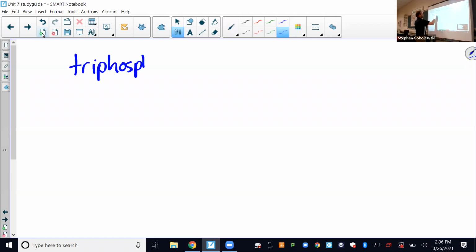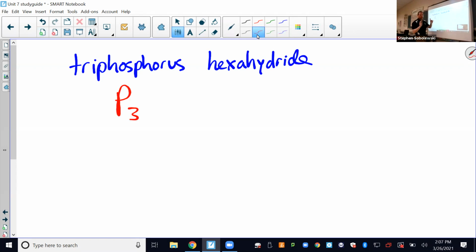All right, so let's say we have triphosphorus hexahydride. I recognize that I have Greek prefixes. I breathe a sigh of relief because I'm not going to have to think about charges. Triphosphorus means P3. Now, just to be clear, P, when it bonds ionically, has a charge of 3 minus. This is totally different, and I'm not going to think about this. This is not phosphorus as an ion. It's triphosphorus, which tells me I have 3 P's.